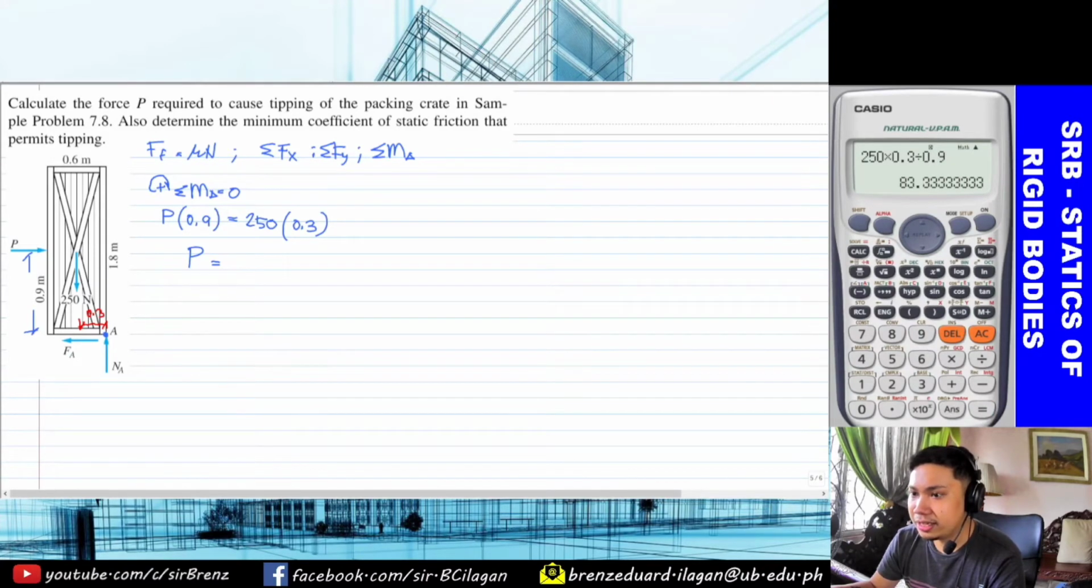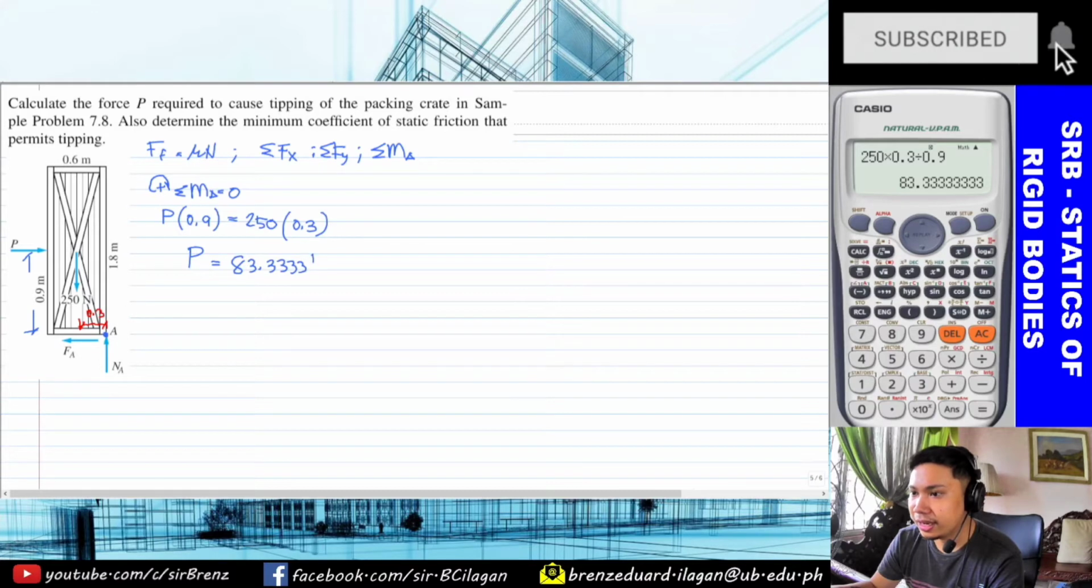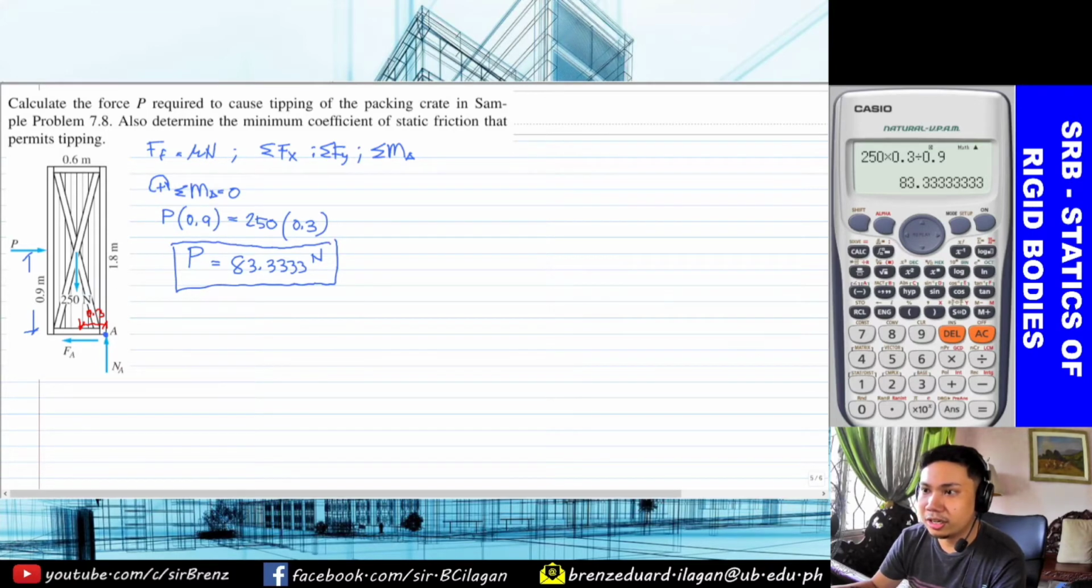So, ang value natin ng P is 83.3333 Newton. So, ayan, nakuha na natin yung isang pinapahanap. So, ano pa ba yung pinapahanap dito sa problem na to? So, also determine the minimum coefficient of static friction.